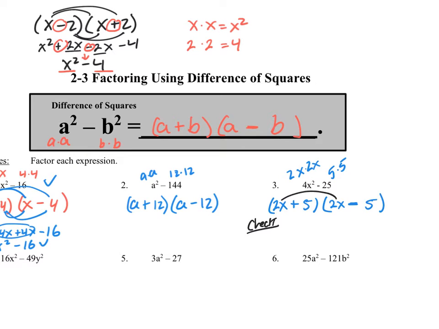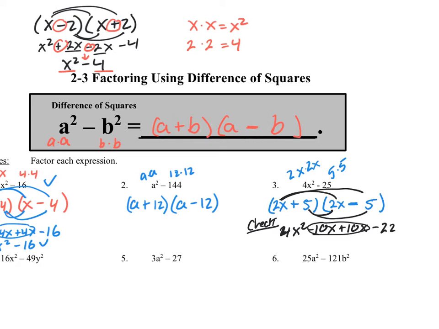All right, so we're going to distribute. 2x times 2x does in fact give us a 4x squared. 2x times negative 5 is minus 10x. 5 times 2x, we're going to get plus 10x. 5 times negative 5 is a negative 25.